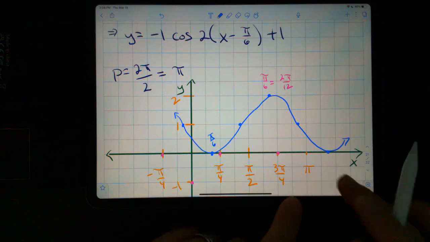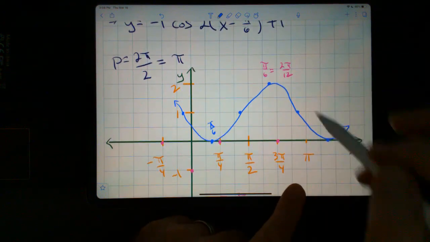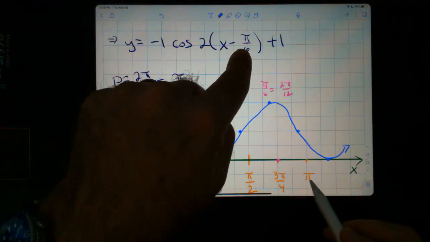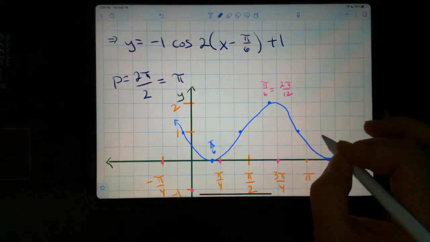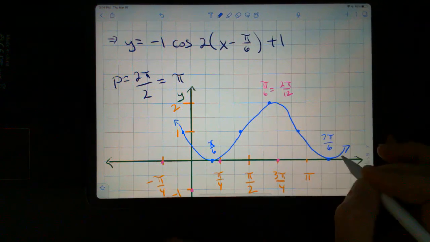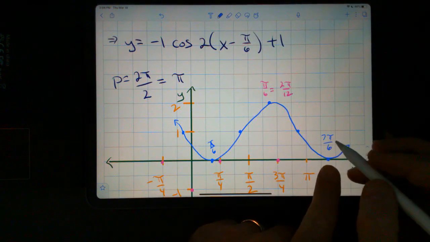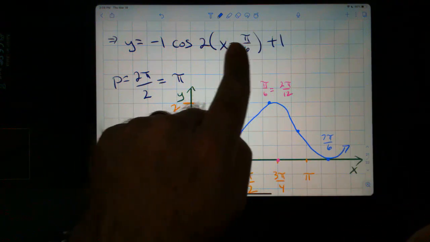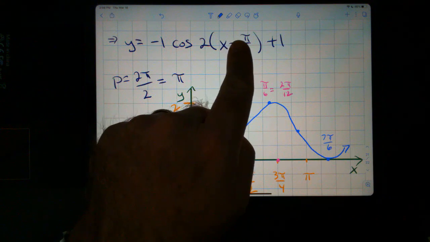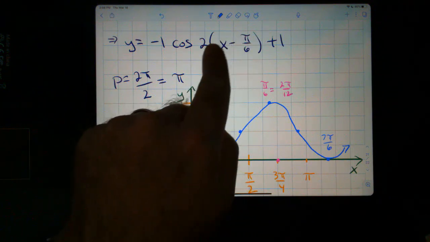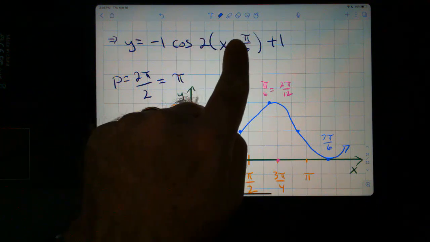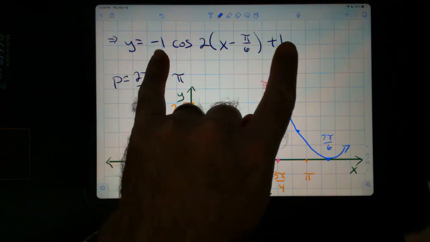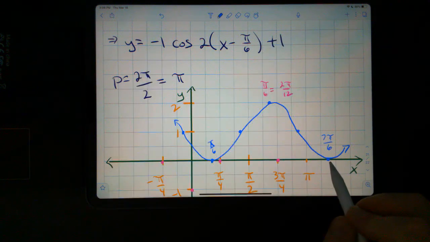Same thing over here. So this is pi plus pi over 6. So 6 plus 1 is 7 pi over 6. Is this point right here. So 7 pi over 6 minus 1 pi over 6 is 6 pi over 6, which is pi. 2 times pi is 2 pi. Cosine of 2 pi is 1. Multiply that by negative 1, so we get negative 1. Negative 1 plus 1 is 0, just like what we had found.